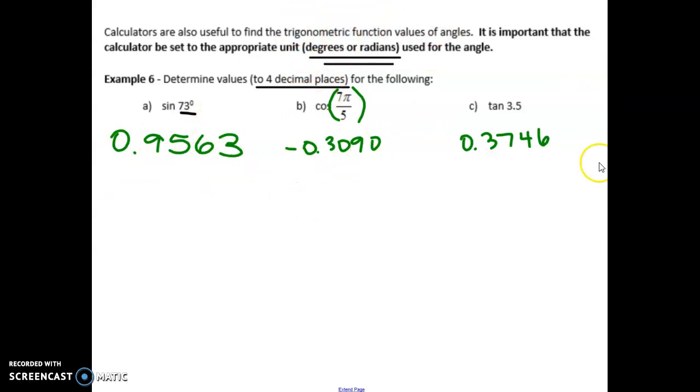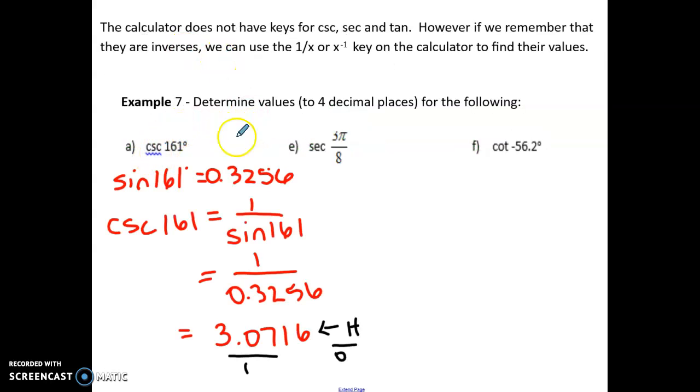You should get the following answers. So try that and make sure you do. So the next one we're finding cosecant, secant, and cotan. To find cosecant, what we need to first do is find sine. And then remember that cosecant is 1 over sine. So we'll basically put our answer for sine in the denominator and calculate it.